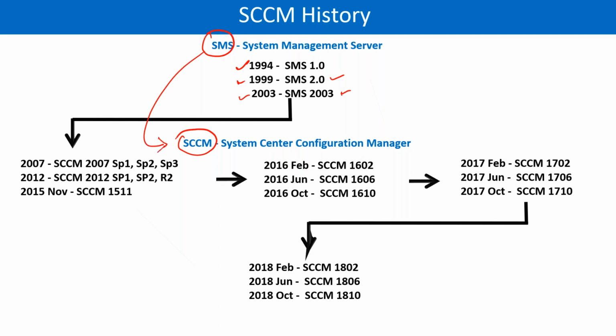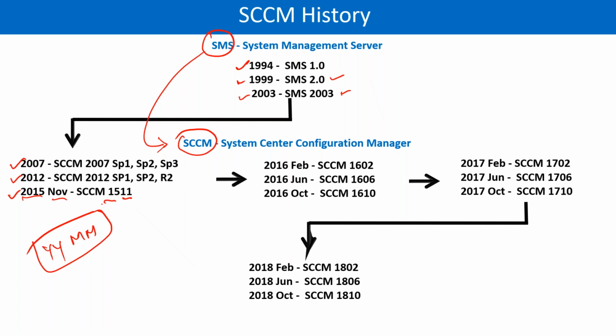So previously it was System Management Server, and later on they changed the name to System Center Configuration Manager, and they released SCCM 2007, SCCM 2012, SCCM 1511. As you see, 15 is the year 2015, and 11 is the month, November. So they are going with year and month. Now they are using this naming convention for most of their products, like Windows 10, Windows Server, and SCCM.